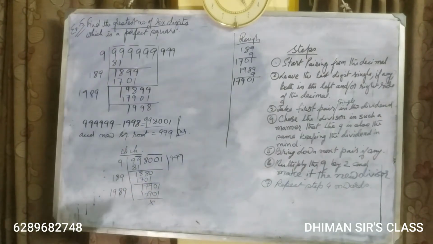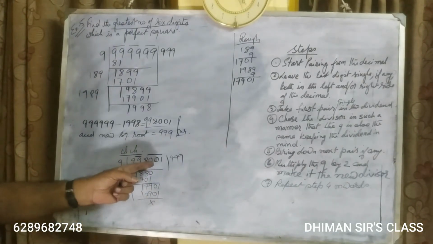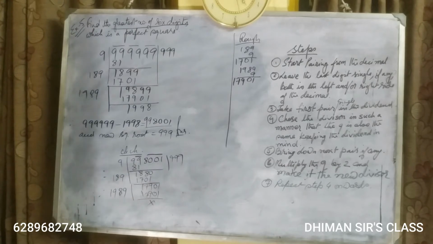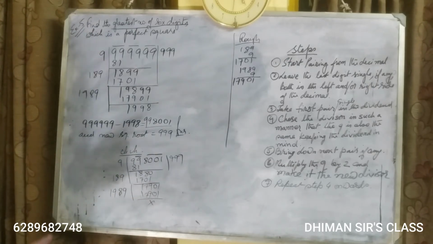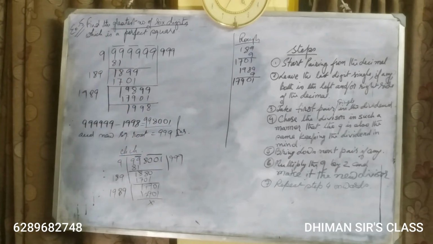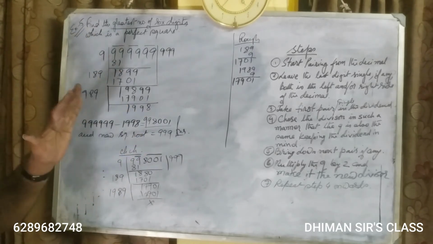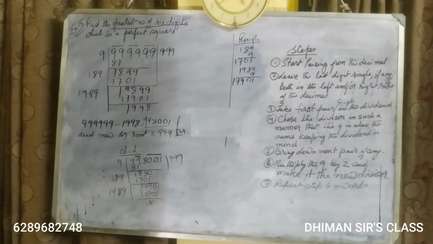So therefore, 998001 is the greatest 6-digit number that is a perfect square. And how to get it, that we have solved. Pause the video, copy it down. Let's move on to the next example.